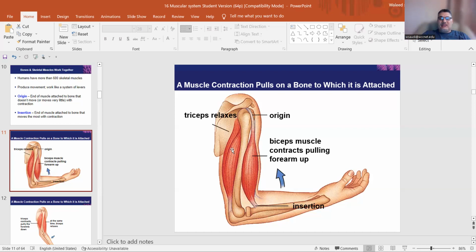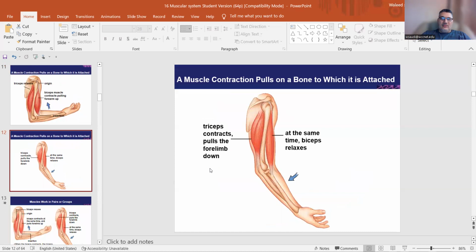How about the triceps? Same thing. This is the origin and this is the insertion. How did you know? Try your triceps here. Which end moves? The one at the elbow. So the end at the elbow is the insertion, the one that moves. And the other one is the origin. Here it is.